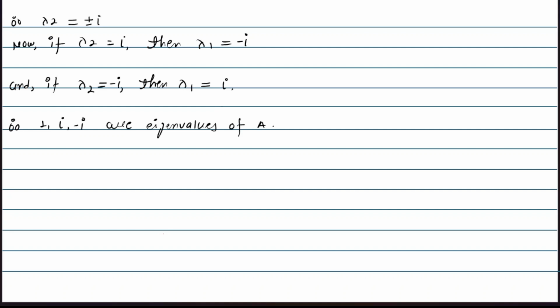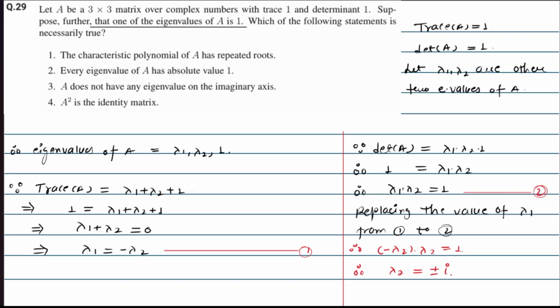Now I will go to the options. Firstly, let me write that the eigenvalues are plus minus iota and 1. The first option says that the characteristic polynomial of A has repeated roots, which is false, since the roots of the characteristic polynomial are the eigenvalues and none of the eigenvalues is repeating. So 1 is false.